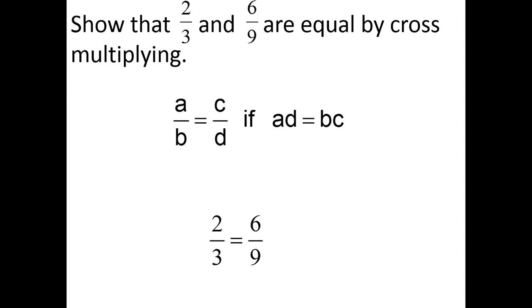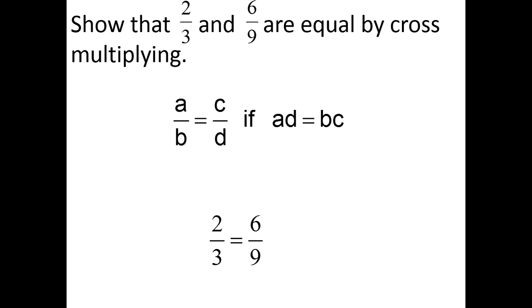Now there's another way to show that two fractions are equal, and that's by doing something called cross multiplying. When we cross multiply, we're using this property of fractions, which says if two fractions are equal, if a/b is equal to c/d, then their cross products are equal. So in this case, a times d equals b times c. We can use that to show that two fractions are or are not equal.